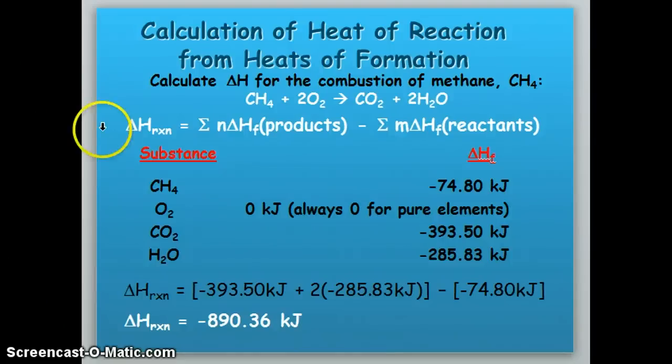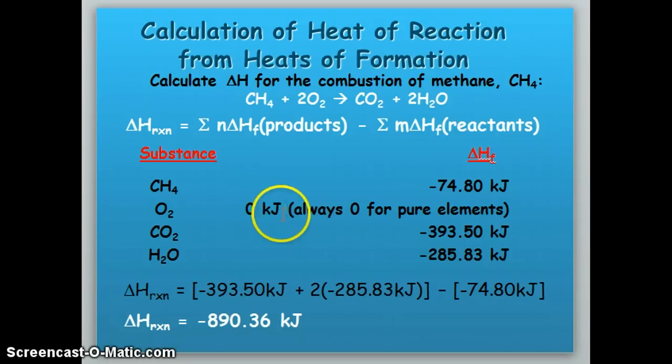The way that this is done is to figure out the change in enthalpy for a reaction. You do the sum of the enthalpies of the products, and you'll notice that they're multiplied by n. So you have to multiply them by the coefficients in front of the chemical equations. And you subtract from that the sum of the change in enthalpy, or the heats of formation, for the reactants. So basically, you go to the table in the back of the book and look up the delta H's for methane, oxygen, carbon dioxide, and water.